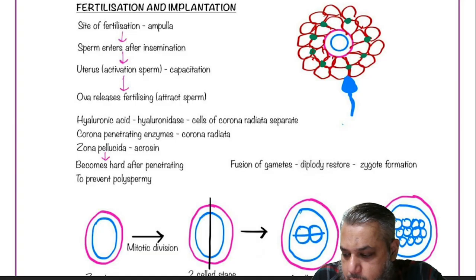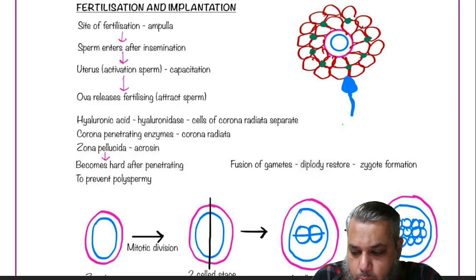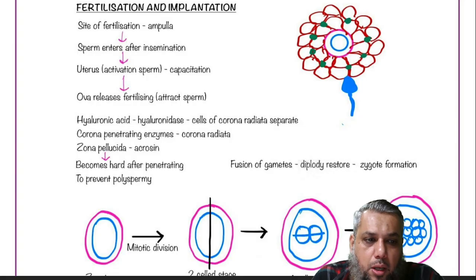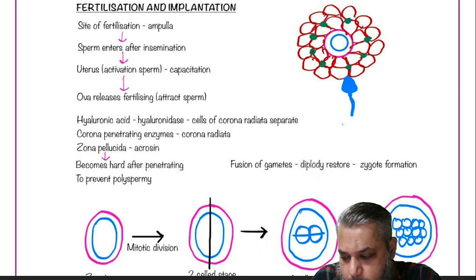The site of fertilization is the ampulla. The sperm enters after insemination, but the sperm is covered by some cholesterol vesicles, which will prevent the entry of the sperm into the ovum. So they need to be removed. That process is called capacitation. So now the sperm will become active.